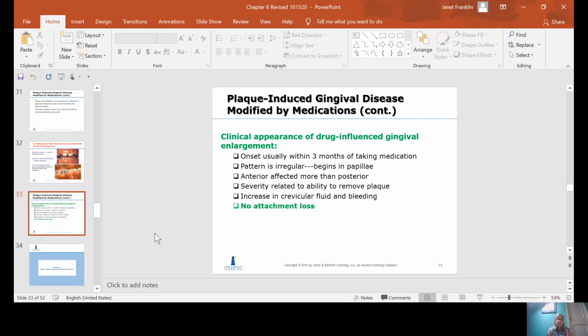No attachment loss is the key here. It is still gingivitis. It is still localized to the gingival tissues. It does not change the base of the sulcus. It does not result in bone loss. It does not result in destruction of the periodontal fibers. It is strictly inflammation of the gingiva.